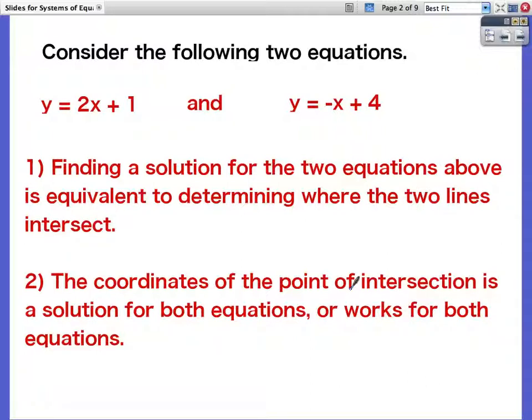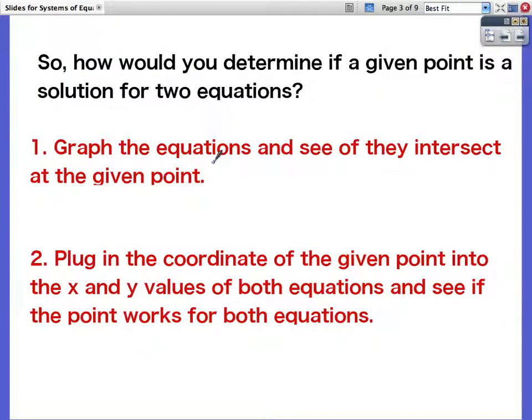Or in other words, the x and the y value of the point where those two lines intersect would work in both equations. So how would you go about determining if a given point is indeed a solution for two equations? One way is to graph both the equations and see if they intersect at the given point. The other way is to plug in the coordinates of the given point into the x and y values of both equations and see if it works. See if you get true statements at the end.